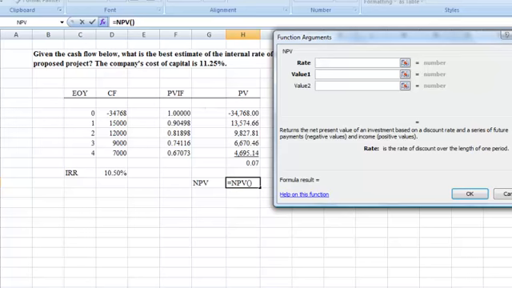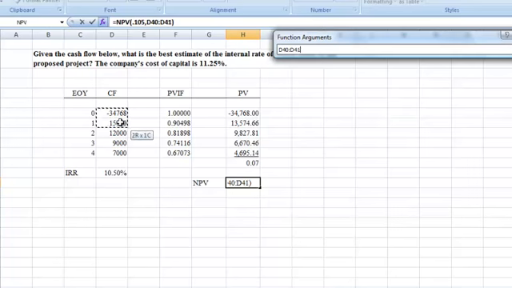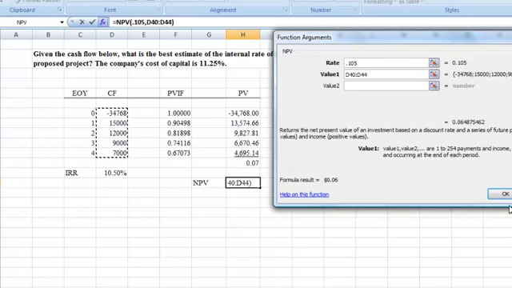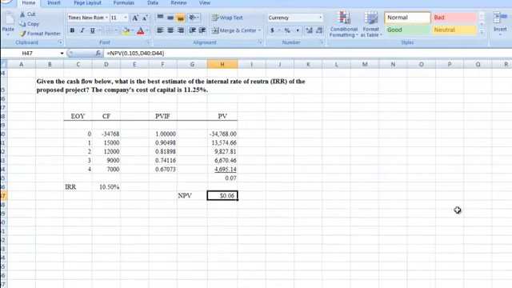Okay, we put in our rate, which in this case was 10.5%, and we grab our values, and that includes what we're investing today plus all the cash flows that are going to come in. And that's going to give us basically the same thing here. It's just off a little bit because of rounding.